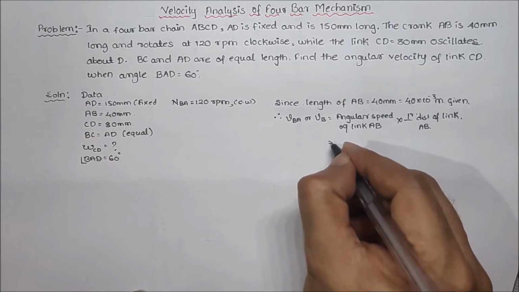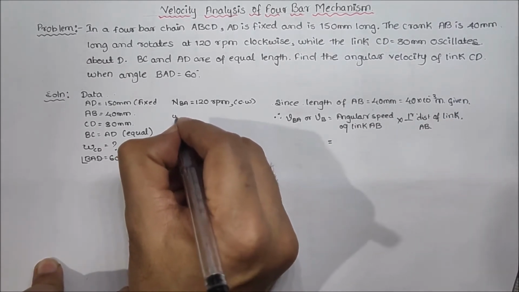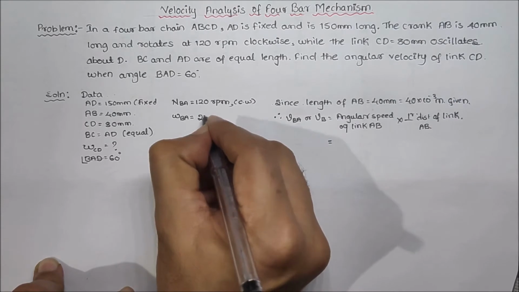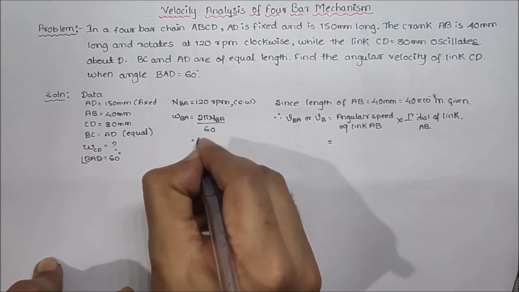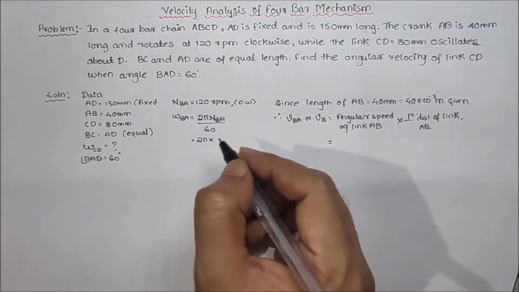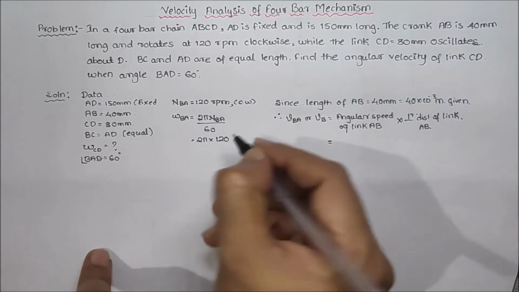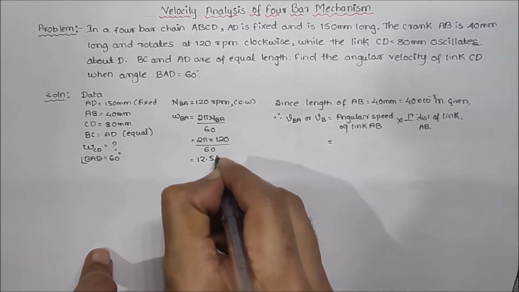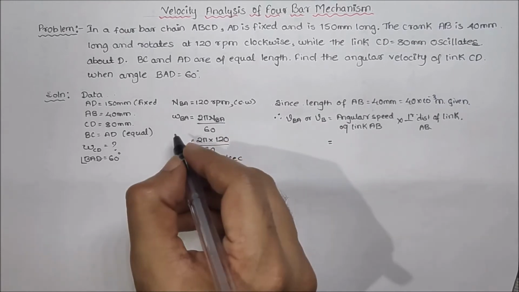So that is angular speed of link AB. To find out the angular speed of link AB, we have omega BA or AB equal to 2 pi n BA whole divided by 60, that is equal to pi into 120 by 60, that is 12.56 radians per second. So this is angular speed of link AB.